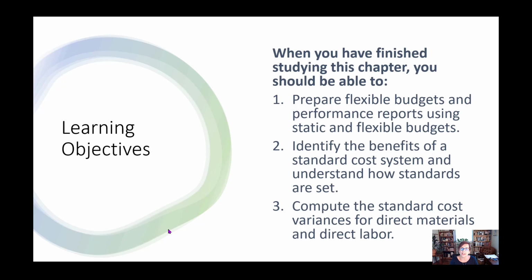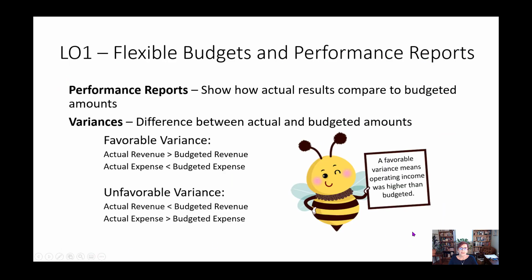When you're finished studying this chapter, you'll be able to prepare flexible budgets and performance reports using both static and flexible budgets. We're going to identify the benefits of a standard cost system and understand how standards are set. And then finally, we're going to compute standard cost variances for materials and direct labor. And once you do the materials and labor, you should understand it well enough that you'll be able to also do overhead variances. So let's take a look at what we're going to be talking about here.